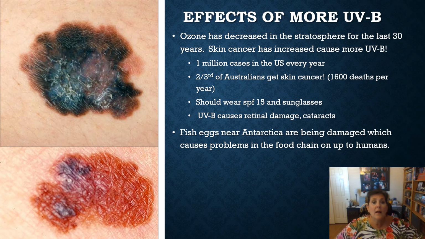Now, down in Antarctica, where we have even more UVB coming through because of the hole, the fish eggs are being damaged. And that just causes problems up the food chain, all the way up to humans. We do not want that to spread. Okay, we do not want to damage our oceans. We do not want to get skin cancer. We do not want to damage our eyes. So it's very important that we do not spread that ozone hole that's in the South Pole above Antarctica.